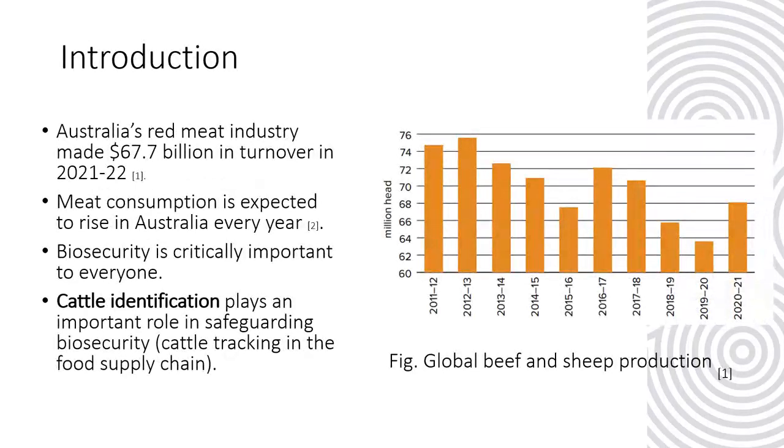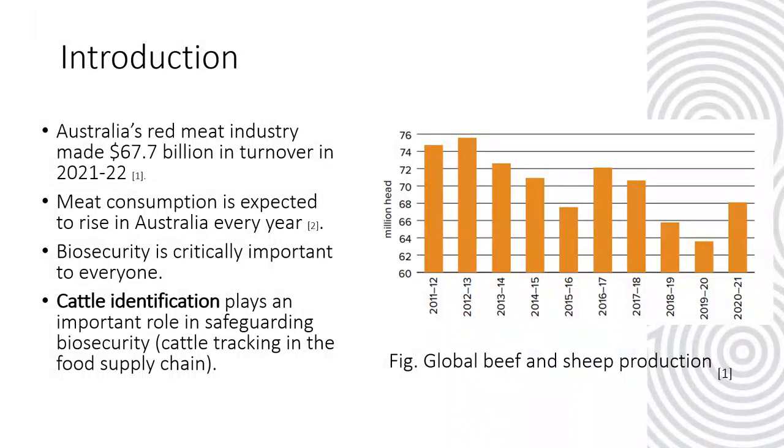In the introduction, as we know, Australia's red meat industry plays an important role in the economy of the country. According to the Department of Agriculture and Water Resources, meat consumption is expected to rise every year. And according to the report of Meat and Livestock Australia, global red meat production is decreasing. So these statistics show that Australia's red meat industry is crucial for the economy, and to manage this big industry, cattle identification plays a vital role.